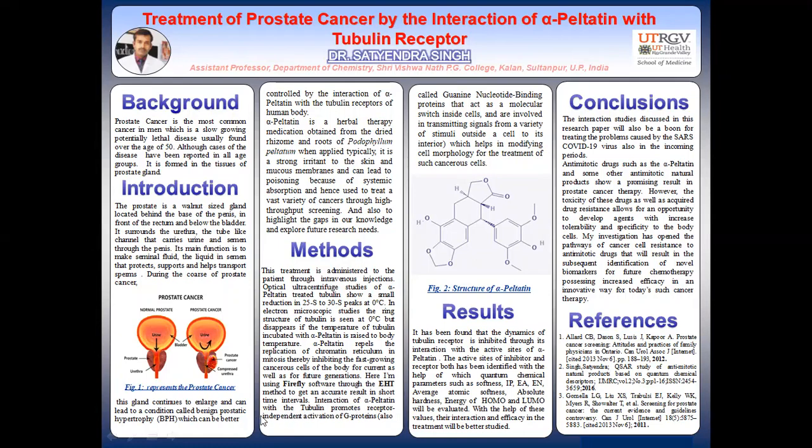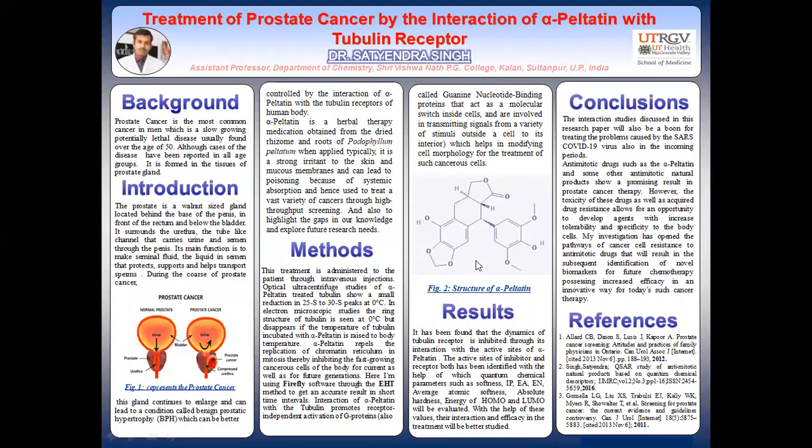Interaction of alpha peltatin with tubulin promotes receptor-independent activation of G protein, which is also called guanine nucleotide-binding protein. It acts as a molecular switch inside the cell and is involved in transmitting signals from a variety of stimuli outside a cell to its interior. It acts from outside to inside, which helps in modifying cell morphology for the treatment of such cancerous cells.